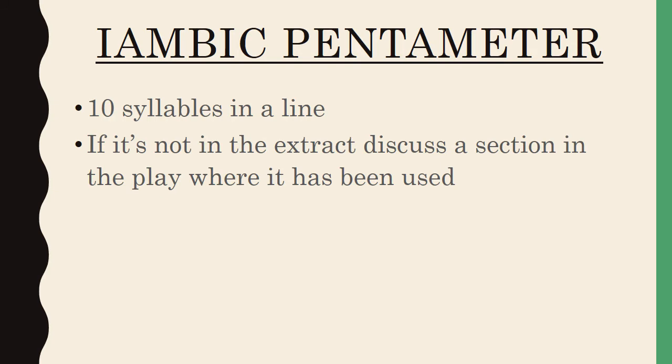So iambic pentameter, if you did need a recap, it's where there's 10 syllables in a line. If it's not in the extract, then try and discuss it from a different section of the play where it has been used. I'm sure if you think about it, you have got examples in your head. Think of the first line of the prologue.